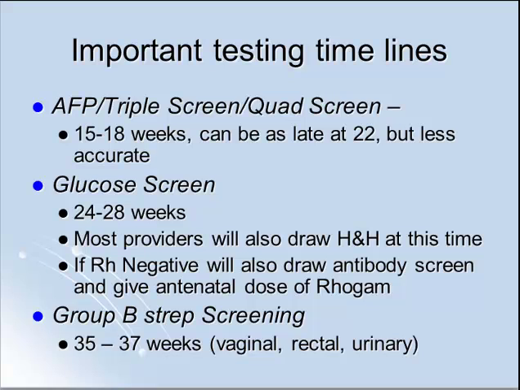Most providers also draw an H&H to check for any anemia at this time, and if the patient's Rh negative, we'll draw an antibody screen. If the antibody screen is negative, we give them an antenatal precautionary dose of RhoGAM at that time. And then the other thing that's really important is the group B strep screening, somewhere between 35 to 37 weeks.